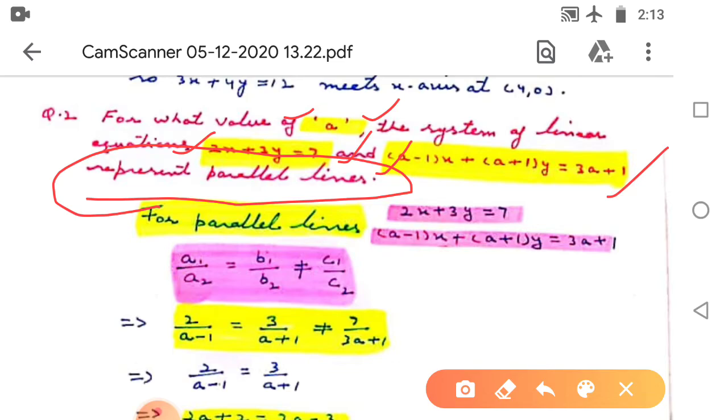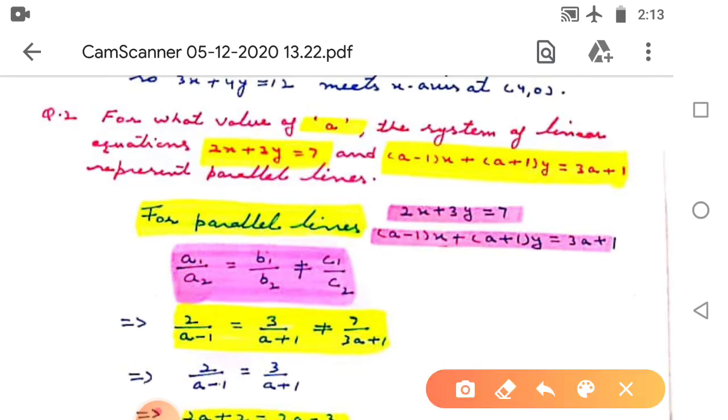Okay, so for parallel lines, the condition is a1 upon a2 is equal to b1 upon b2 is not equal to c1 upon c2. This is the condition for parallel lines, means no solution. Clear? So we have two equations, 2x plus 3y is equal to 7 and (a minus 1) into x plus (a plus 1) into y is equal to 3a plus 1.